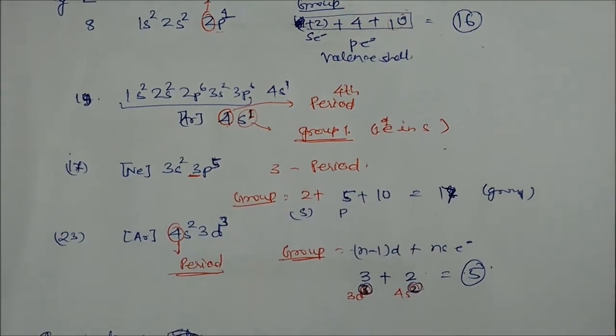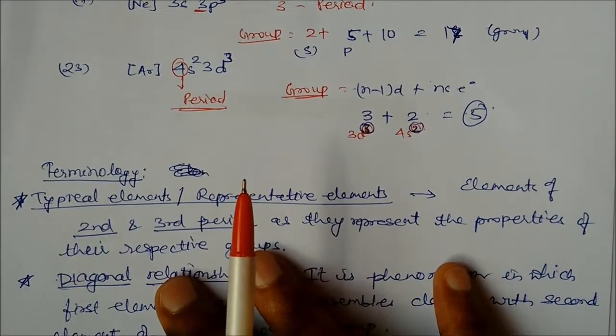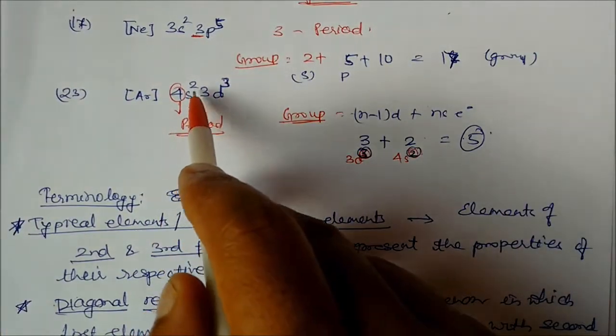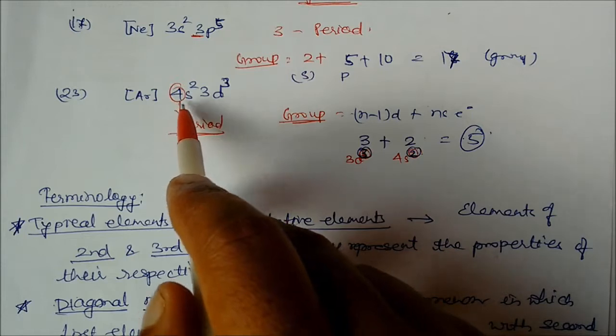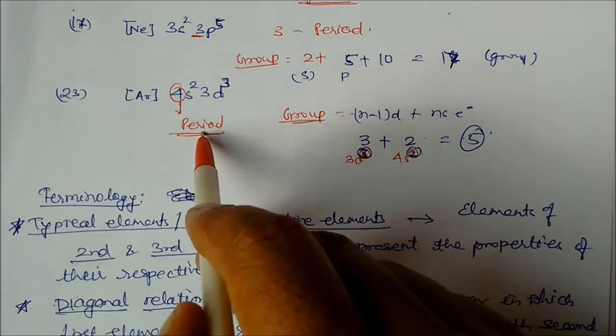Suppose the atomic number of the element is 17. So in 17, suppose you take neon. So neon we can write here 4s2 3d3. So this is 4s, the outermost electron. The outermost orbit will denote the period. So this is the principal quantum number, and this will give you the fourth period.